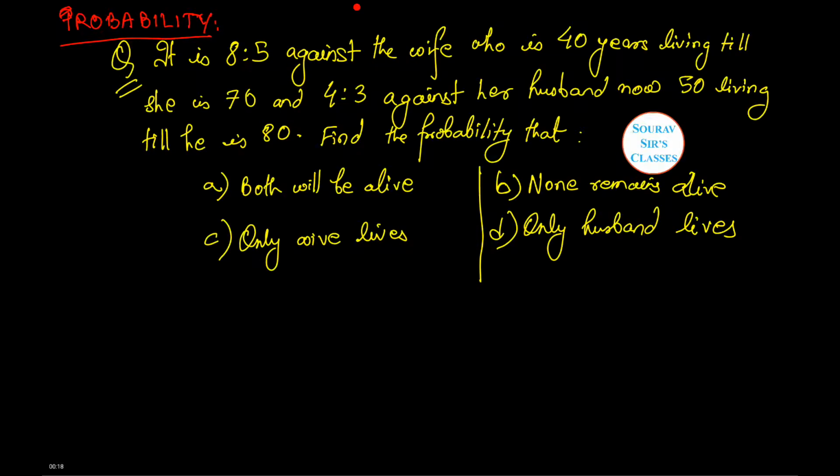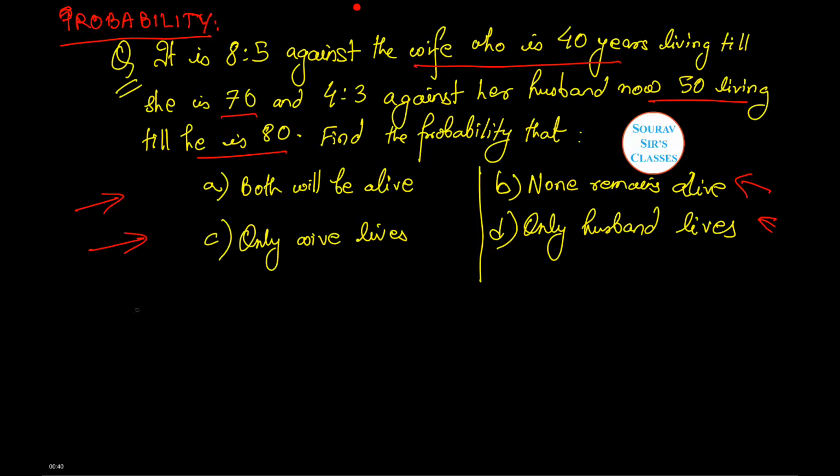It's a question of odds. The odds are 8:5 against the wife, who is 40, living till she is 70, and 4:3 against her husband, who is now 15, living till he is 80. Now we have to find the following four probabilities.